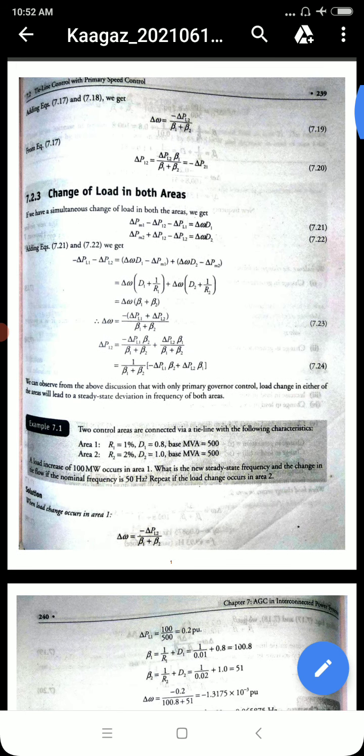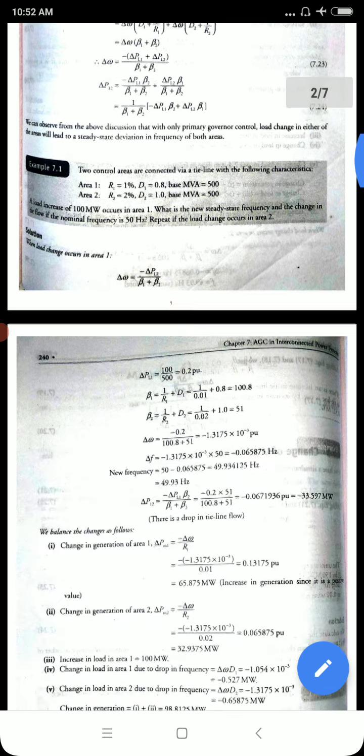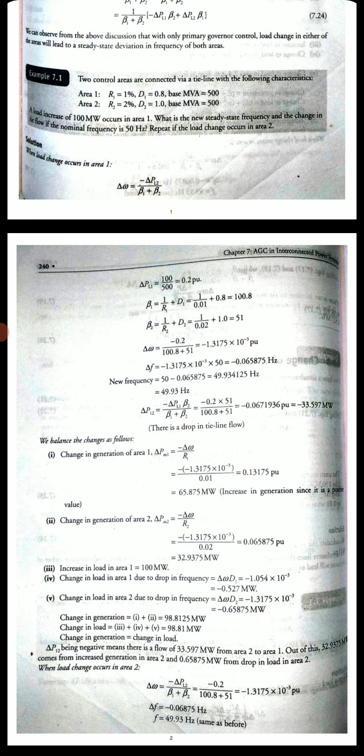So first is when the load change occurs in area 1. The data are given here, so we will directly move to the problem. When the load change occurs in area 1, we know the equation that delta omega is equal to minus delta PL1 divided by (beta 1 plus beta 2). Here what is delta PL1? Delta PL1 is nothing but 100 megawatt, as the load increase of 100 megawatt is given. So obviously the change is 100 megawatt, but on the base of 500 MVA, so we divide it by 500.